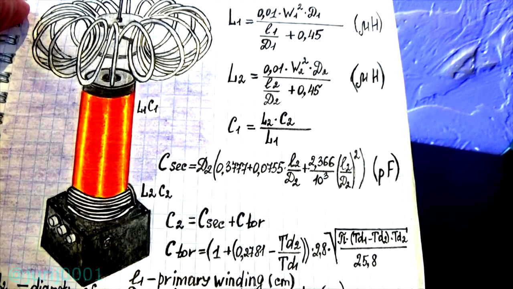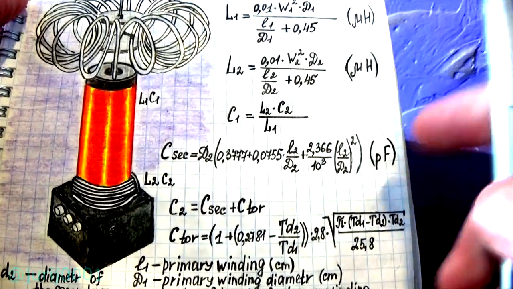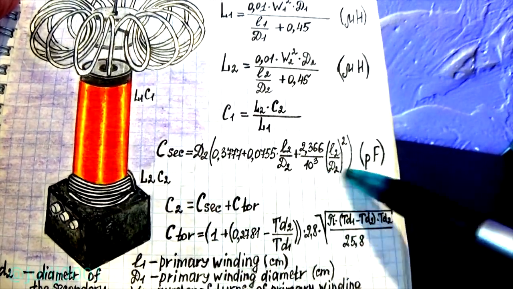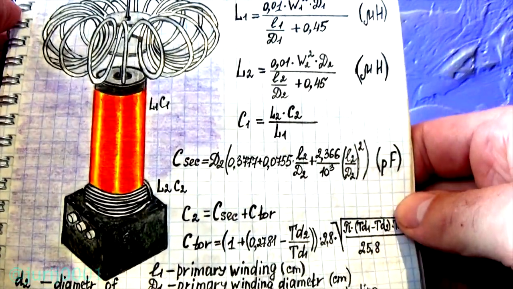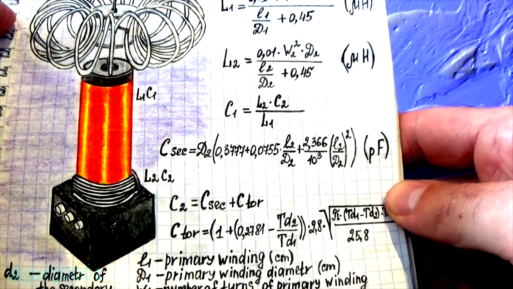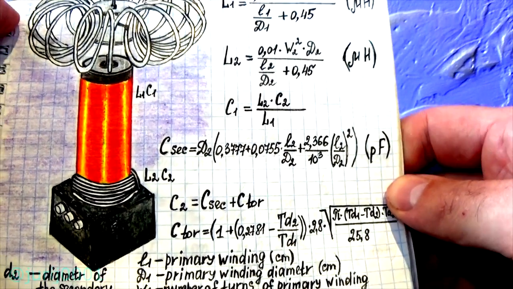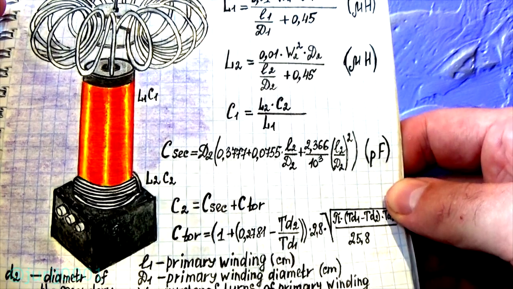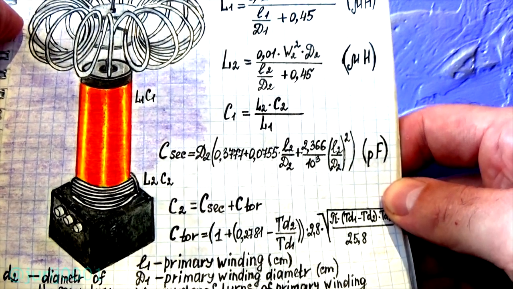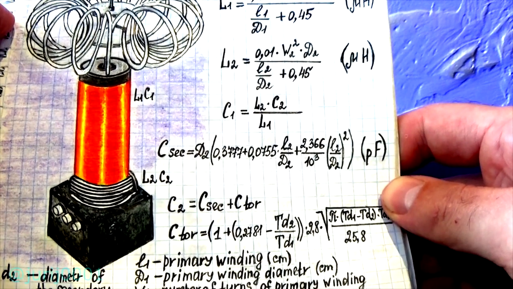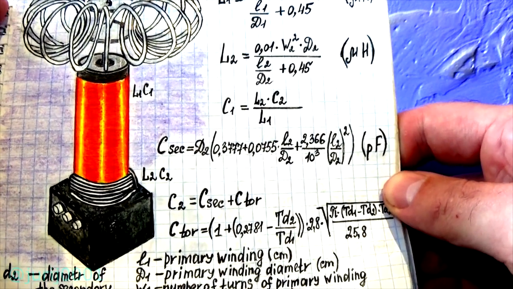I found the formula, it is like this, but there is no other one. At least I used it and my coils work. You can see a lot of my experiments with Tesla coils. This is unusual and I think it is interesting.